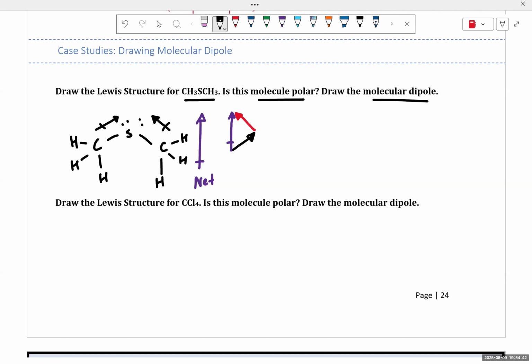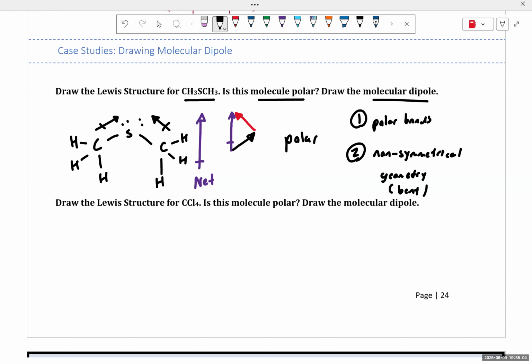Now, because we have a net molecular dipole, we would consider this molecule polar. There are two reasons for this. One, we have polar bonds, and two, we have a non-symmetrical geometry. It's bent. How do we know this geometry is not symmetrical? The bent geometry has a lone pair. This distorts our bond angles. Our bond dipoles are not symmetrically arranged. They're pointing in a given direction, and they add together to give a net bond dipole.